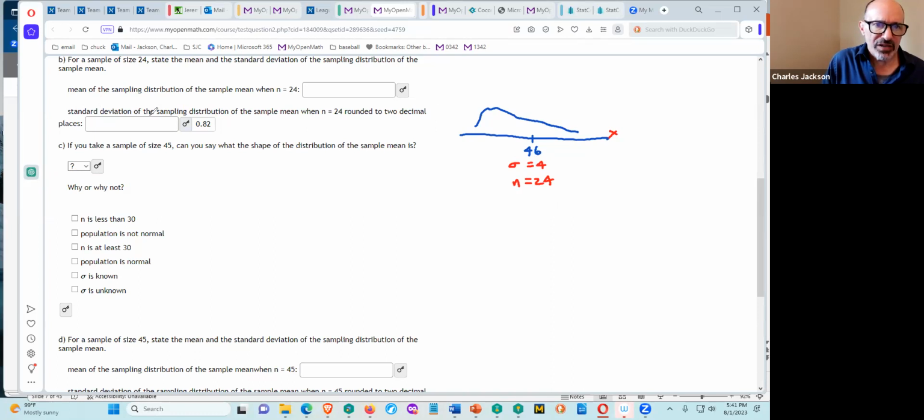Because we're talking about the sampling distribution of the sample mean, a big important thing that we're talking about. So by the central limit theorem, sigma over root n, which is 4 over the square root of 24, which is this number, which is approximately 0.82.